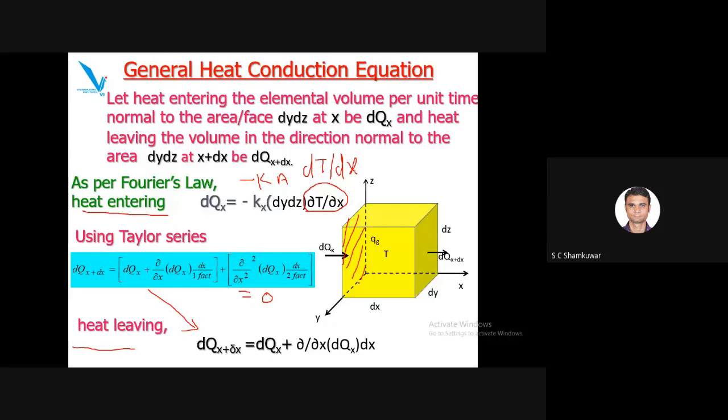This area perpendicular to the x direction is dy dz, and dT by dx is replaced by delta T by delta x, because in the first case, T is only dependent on x, but here T is dependent on x, y, z plus time as well. Therefore, it is delta T by delta x, partial derivative. Okay. Shall I proceed now? Yes, sir.